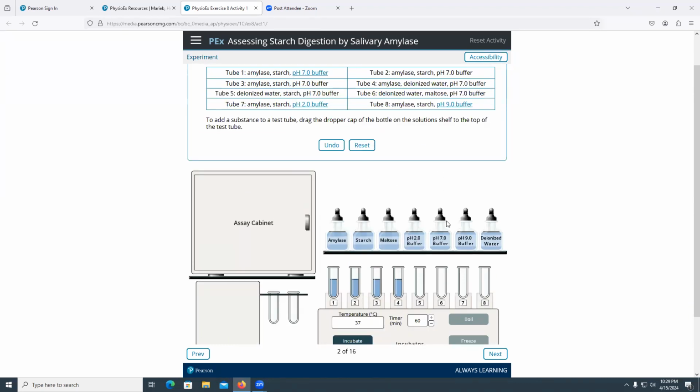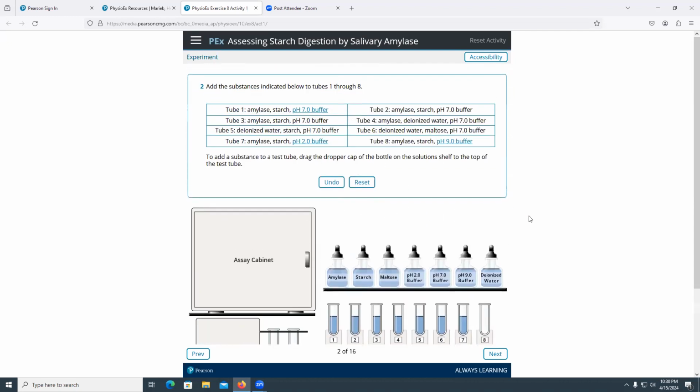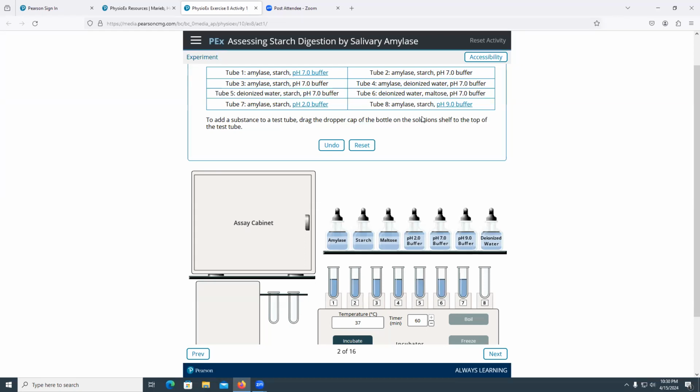Let's move on to tube number 5. Here we have deionized water, starch, and pH buffer 7. And tube number 6, I have deionized water, I have maltose, I have pH 7. I have tube 7 being amylase and starch and pH 2. So now I'm playing with the pH factor. One time I am assessing my temperature factor, and the other time I'm assessing my pH factor. Tube 8, amylase, starch, and pH 9.